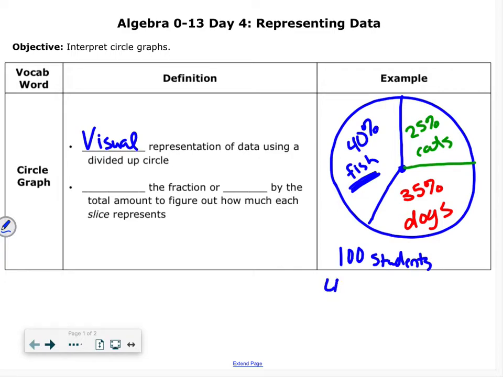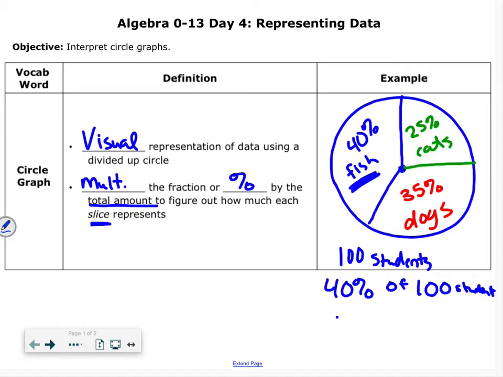So if we want to figure out how many students had a fish, we want to figure out what is 40% of 100 students, or whatever our population would be. If we were talking about 2,000 students, we would use 2,000. And basically multiply. Some of them are going to be fractions, so it might say like 1/3 or 2/3. You're going to multiply the fraction or the percent by the total amount to figure out how much each slice or how much each part of your circle graph represents.